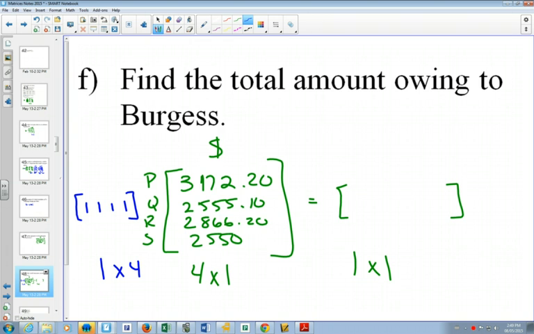Around $10,000? $11,000? I'm thinking 11,000 something. Anybody got a number? Nice.